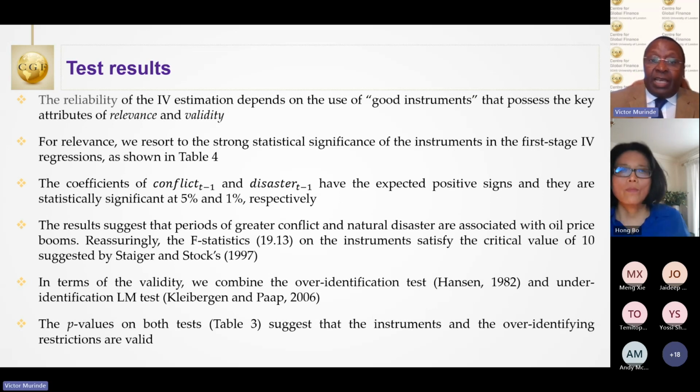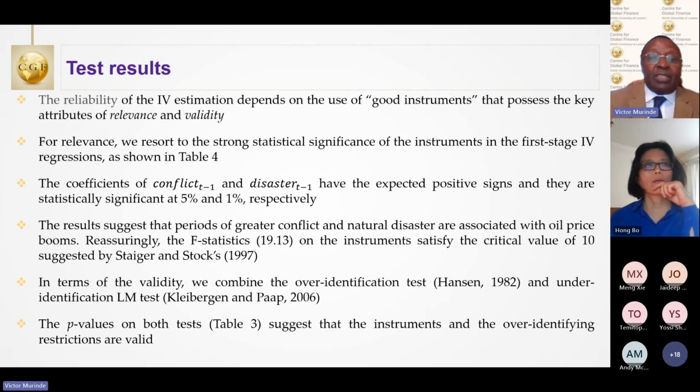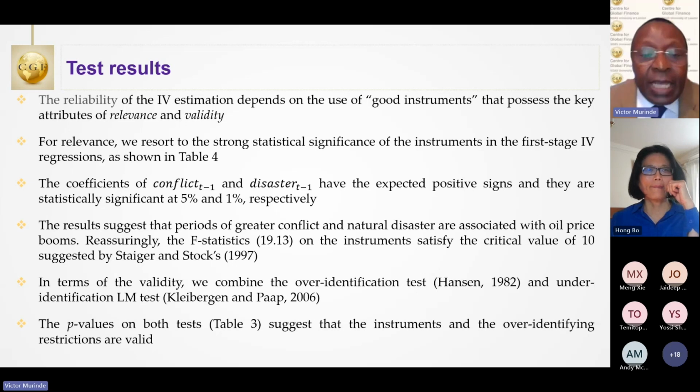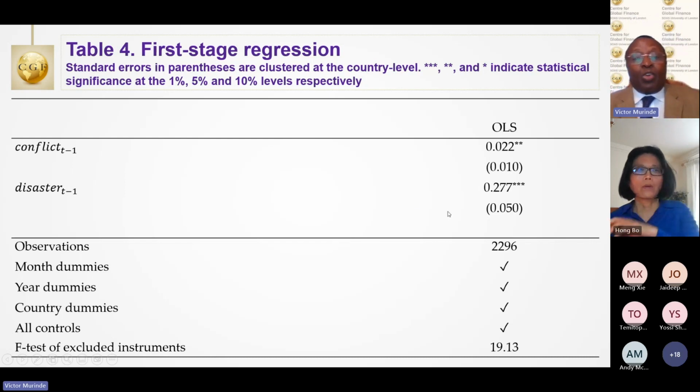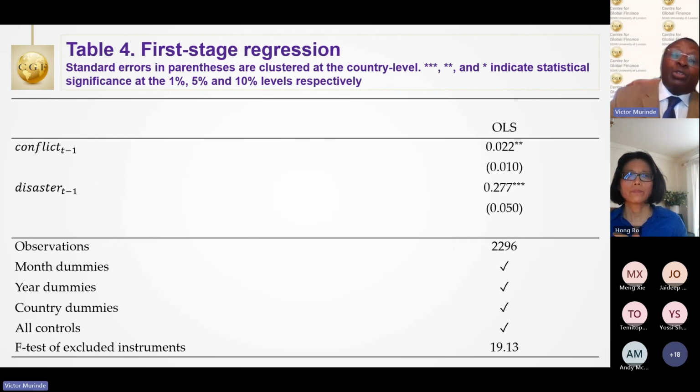We also check that the instruments possess relevance and validity, and we obtain results which are very reassuring: the variables for conflict and disaster have the expected positive sign, and they are significant. To sum up, the instruments we use are actually credible, and we can go ahead and use them for instrumentation in our estimation results.